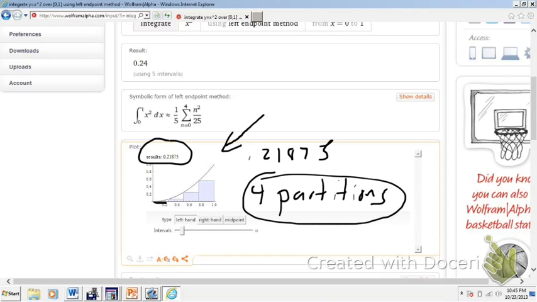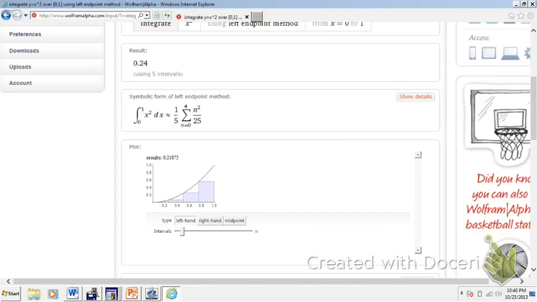If you look back on an example that I did in a prior podcast in class, we did this same thing where we looked at y equals x squared, and we looked at partitioning 4 partitions and the left endpoint rule. We did this by hand. Well, it's great to have Wolfram Alpha to do it for us, and check out these other cool buttons here. Left hand, right hand, and midpoint. Now I'm going to hit right hand.